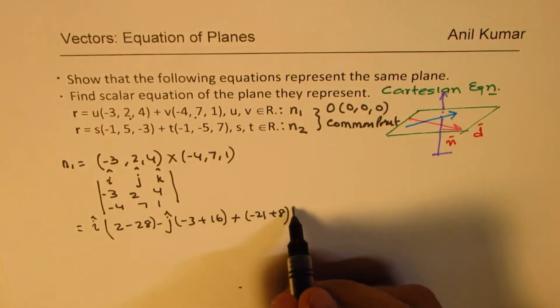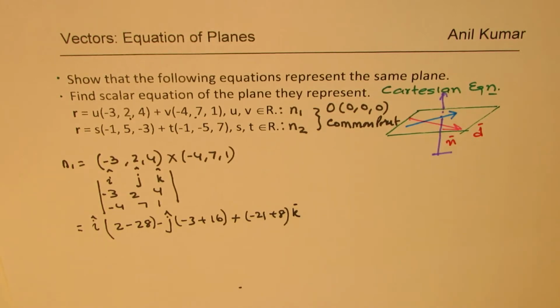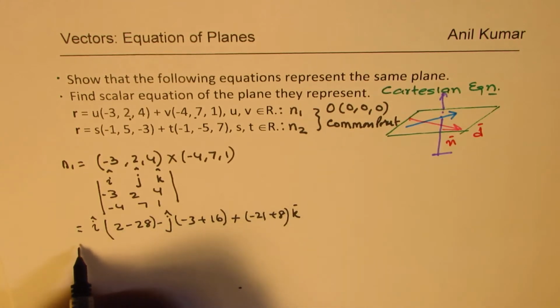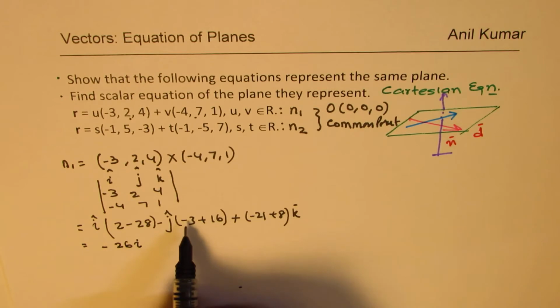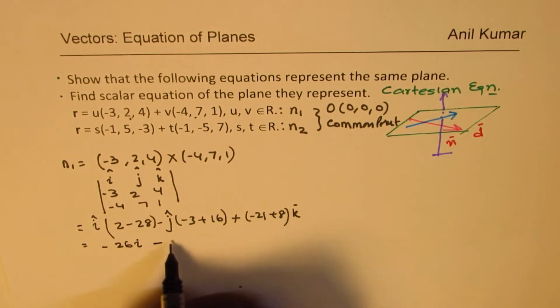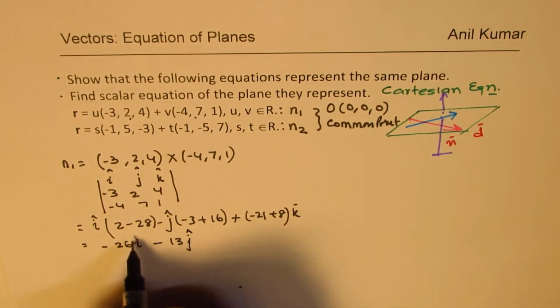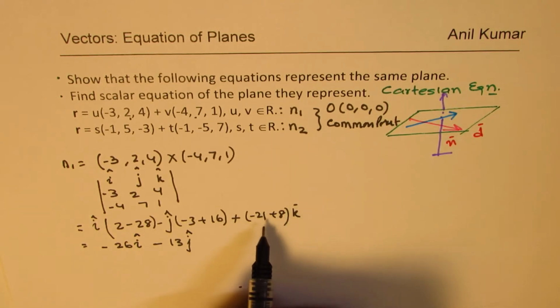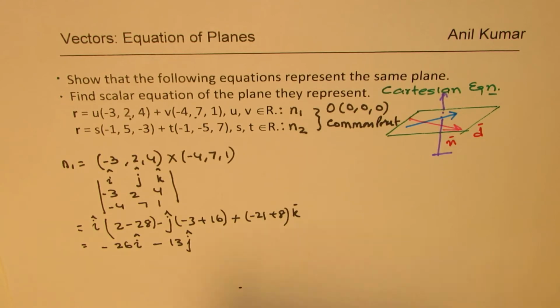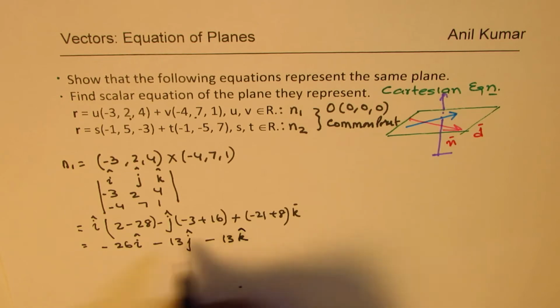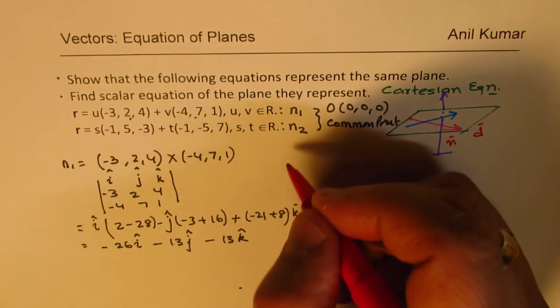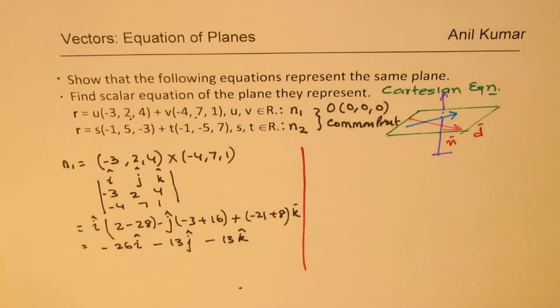Now this is with k. You can use the method which you have learned to do the cross multiplication, and you'll get the same result. So what we get here is -26i, and that is -13j. I, j, k are the unit vectors. And here what we get, 21 is minus and 8 is plus, so we get -13k. So that is the normal for the first plane given to us.